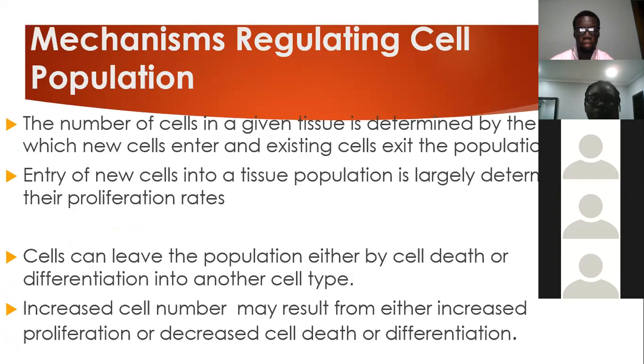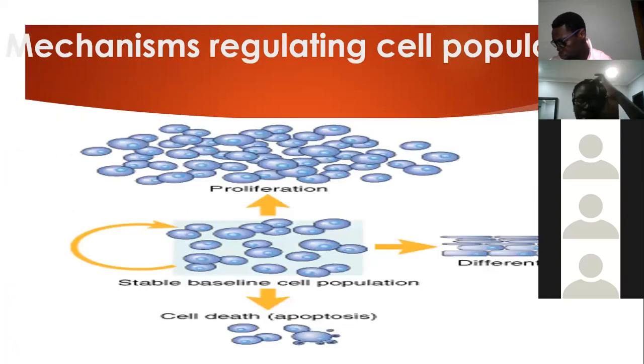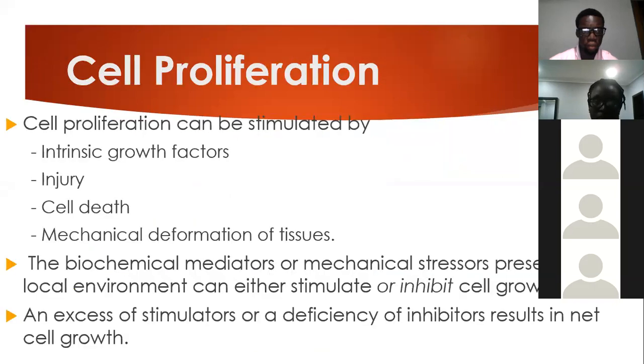The number of cells in a particular cell population is determined by the cells that die and the ones that are replaced by proliferation. So if you have a cell population, the stable baseline population is always changing, because some cells will die by apoptosis, some will differentiate, and some of these cells will proliferate. So the tissue is always in constant dynamics.